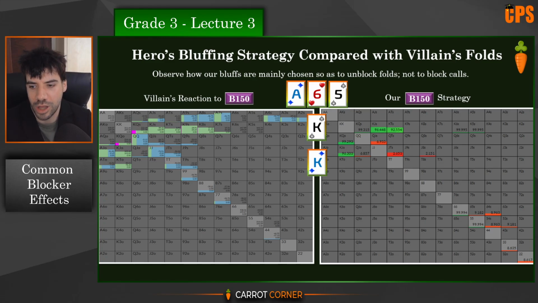The bluffs, meanwhile, are mostly avoiding the middle band. You don't see any hands coloured in here around the 10x, 9x, 8x sort of region. And the reason for that is just that these hands are blocking folds at the highest frequency.